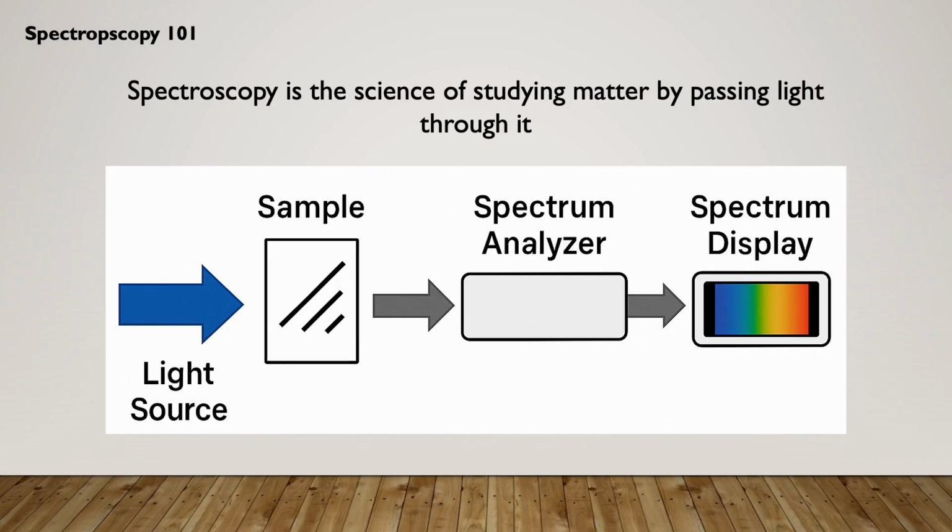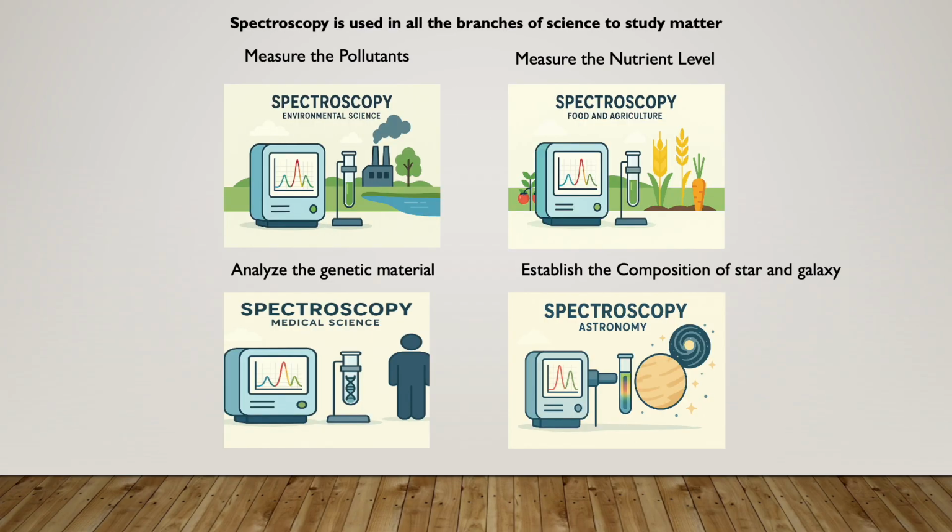Here is the pictorial representation of the spectroscopy experiment. When light passes through a sample, the transmitted light is analyzed to determine the unique characteristic of that sample. Spectroscopy is used in all branches of science to study the matter.